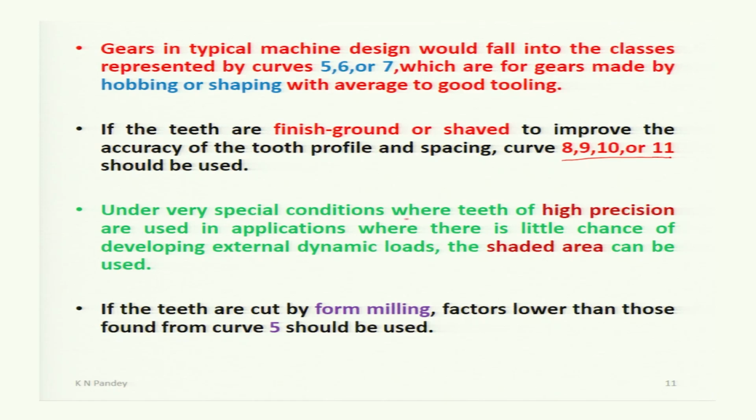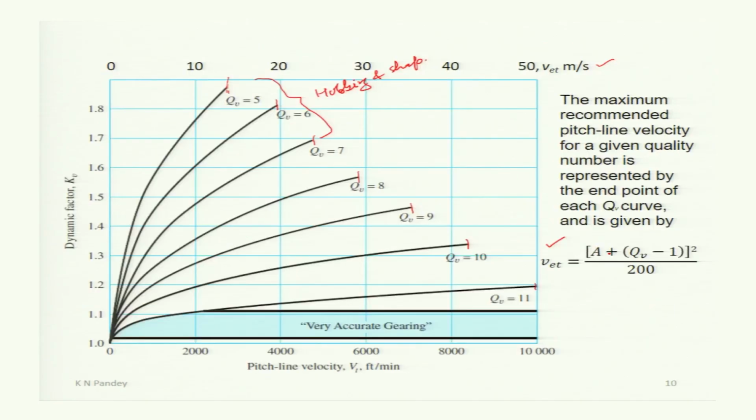Under very special conditions where teeth of high precision are used, in applications where there is little chance of developing external dynamic loads, the shaded area can be used. Shaded area means this shaded area. This shaded area is for very accurate gearing. The gear profile is very accurate, the surface finish is very good, then you may opt this shaded area, and for the shaded area you see the dynamic factor is from 1 to 1.1.